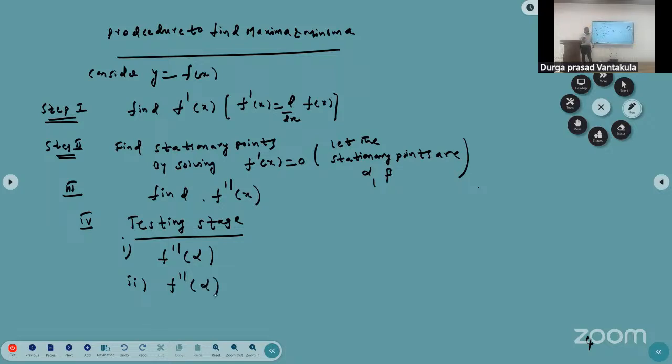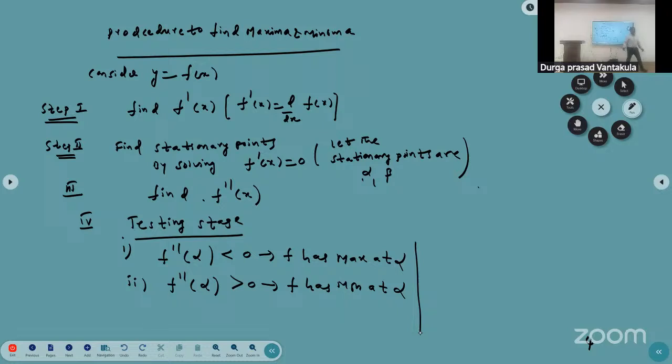Boys, when you substitute the stationary point, in the second derivative, the value may be less than 0 or greater than 0. Two options. If it is less than 0, then the function has maximum. The function has maximum at alpha. Suppose if it is greater than 0, the function has minimum at alpha.